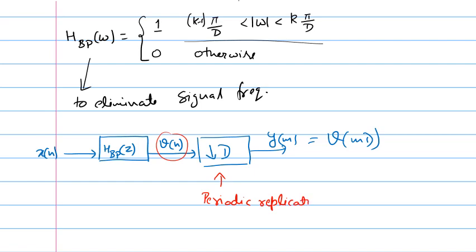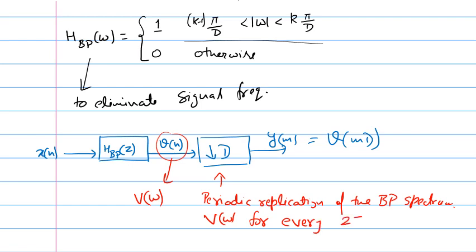This downsampler causes the periodic repetition, as you know already, the periodic replication of the band pass spectrum. V(omega) is the spectrum of the signal which is the input to the downsampler. So this downsampler causes the periodic repetition of the band pass spectrum V(omega) every 2 pi by D radians.